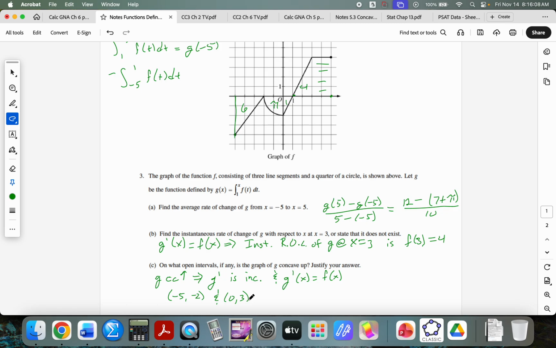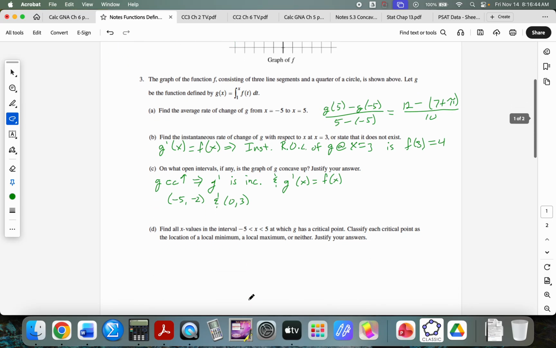So you'll notice on this, they're checking whether you know the definitions of these things. In part B, they're checking, do you know the first part of the fundamental theorem? Here, they're checking, do you know the definition of concave up? They're not going to ask you to write what the fundamental theorem is or what the definition of concave up is, but they're testing whether you know it by seeing if you can use it properly.